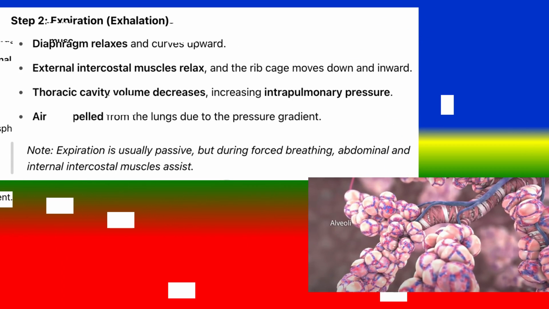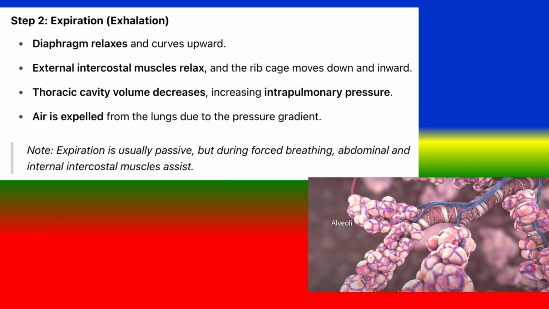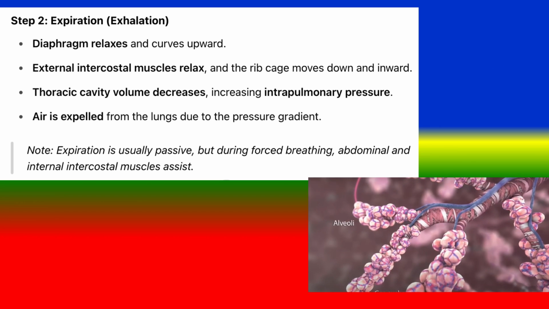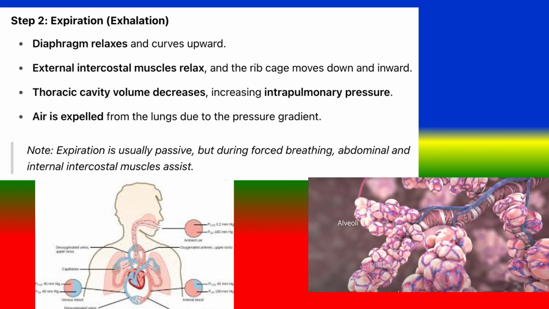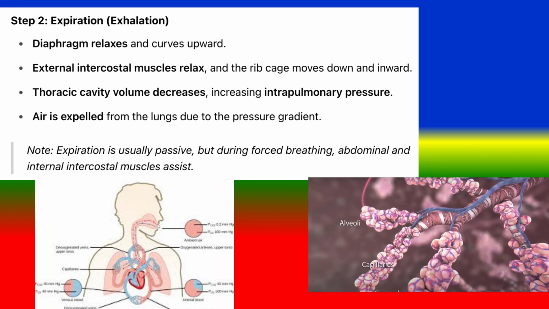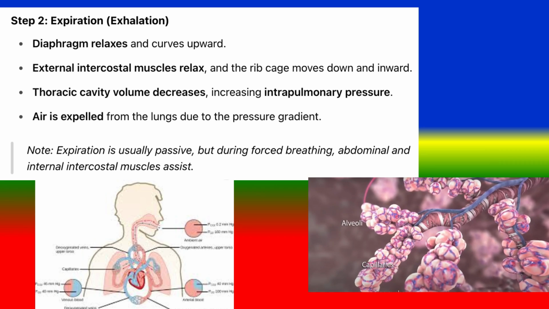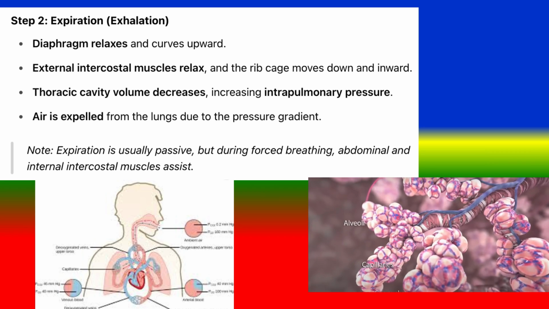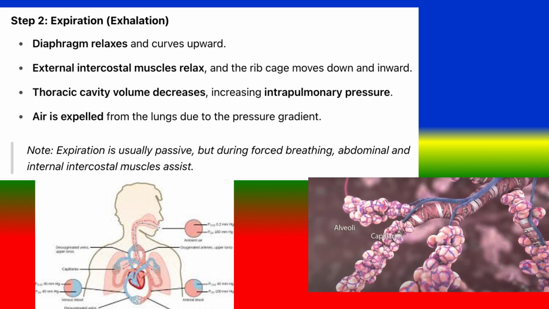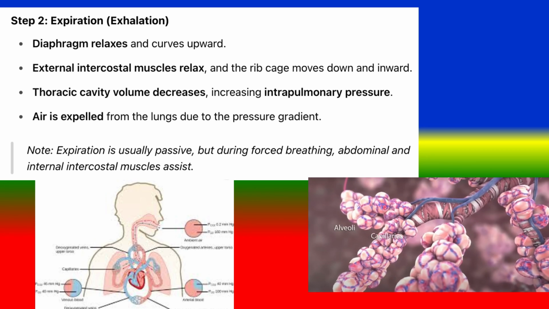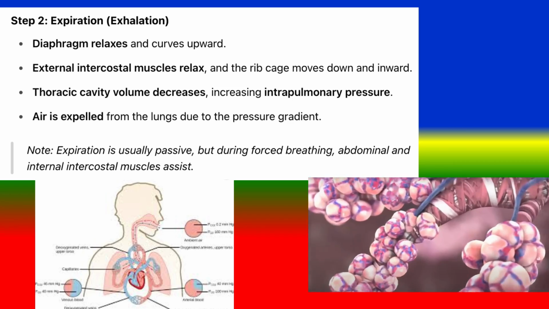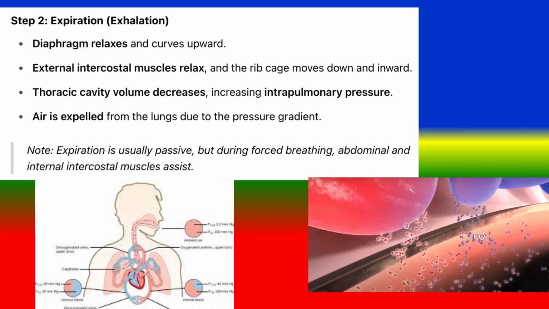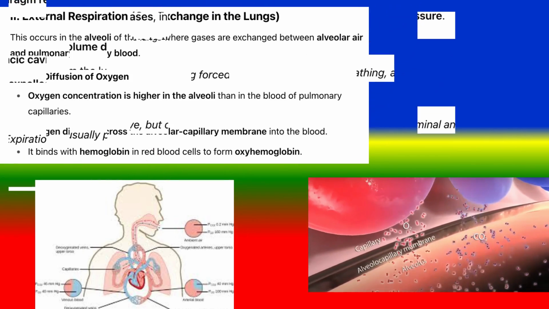Step 2, expiration. The diaphragm relaxes and curves upward. External intercostal muscles relax, and the ribcage moves down and inward. Thoracic cavity volume decreases, increasing intrapulmonary pressure. Air is expelled from the lungs due to the pressure gradient. Note, expiration is usually passive, but during forced breathing, abdominal and internal intercostal muscles assist.